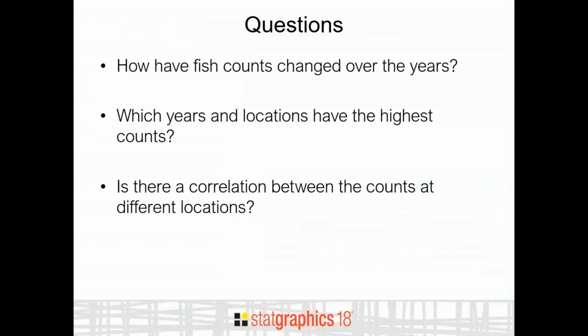The questions you might like to ask of this particular data set, first off, it would be interesting to know how have fish counts changed throughout the years?